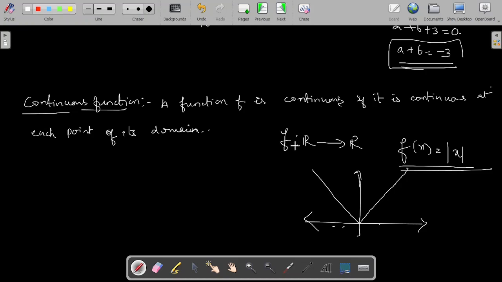That was the continuity of a function at a point. Now this is the continuity of a function in general, that is everywhere, in the sense of the entire domain. At each and every point, if there is no break in the graph, we say that the function is a continuous function.